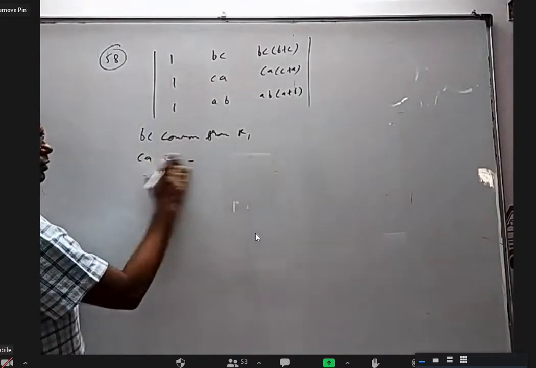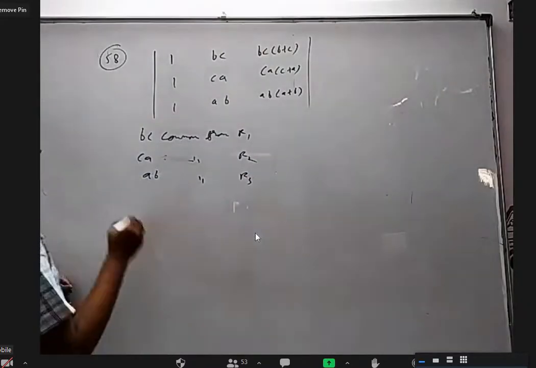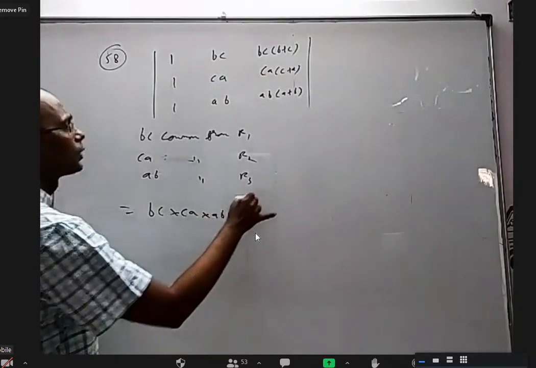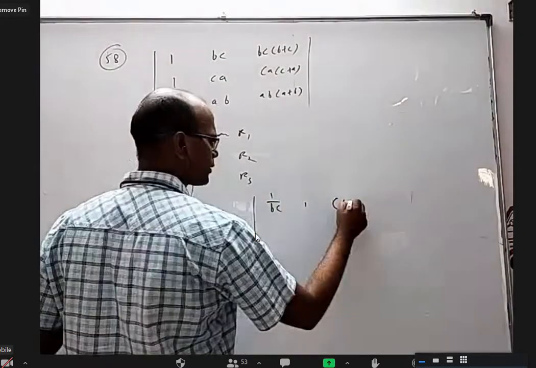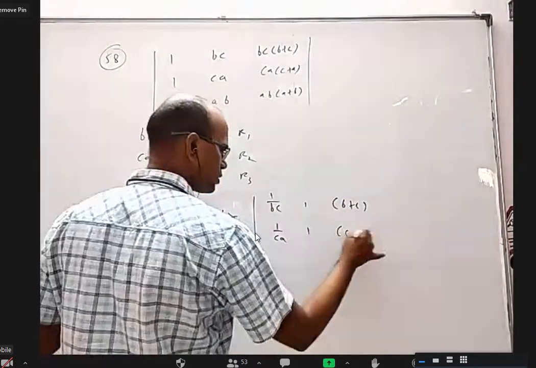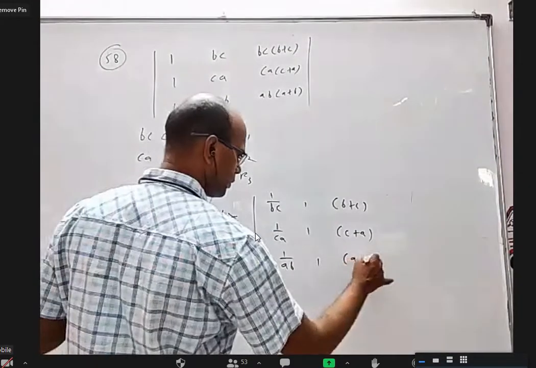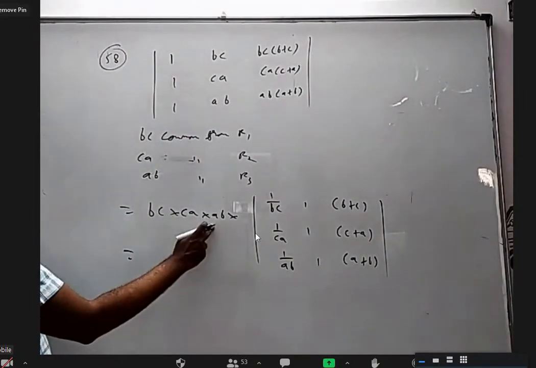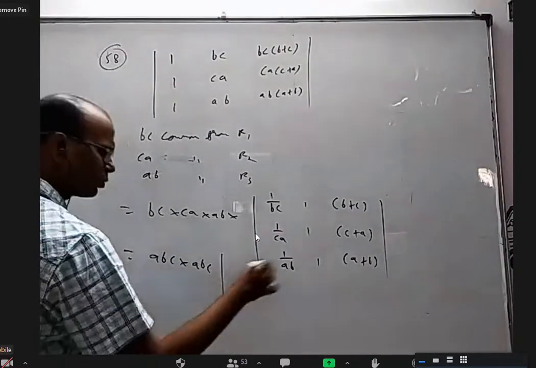So take BC common from R1, CA common from R2, AB common from R3. When I do that, outside I have to multiply BC, CA and AB. And then I'll get 1 by BC, 1, B plus C; 1 by CA, 1, C plus A; 1 by AB, 1, A plus B. So this is actually ABC whole square. Let me write this as ABC into the same thing.